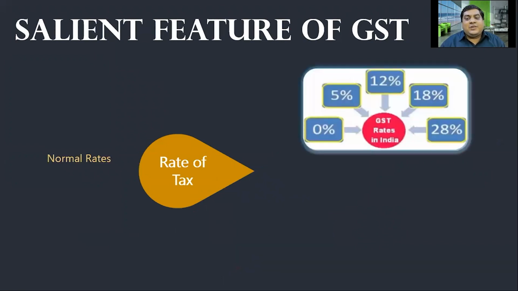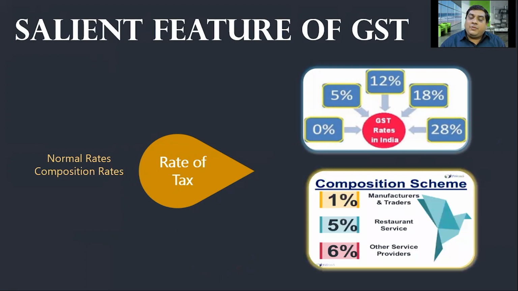Under rates of tax, we have the normal rates, which is the 5%, 12%, 18% that we are normally aware of. Apart from that, there are special provisions for small business people who can pay at a lower rate, which is the composite rates: 1% for manufacturers and traders, 5% for restaurant service, 6% for other service providers. Apart from that, there are certain goods and services which are fully exempt from tax, which we will cover in the subsequent chapters.